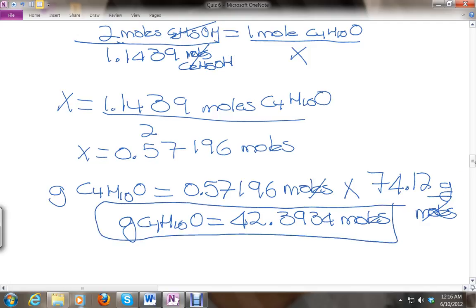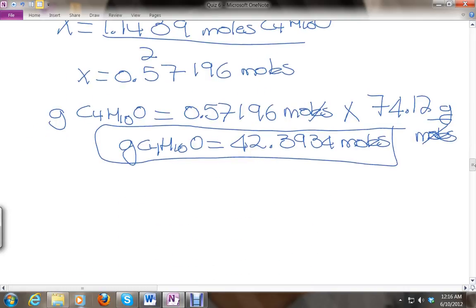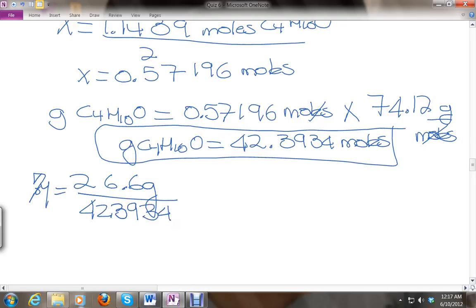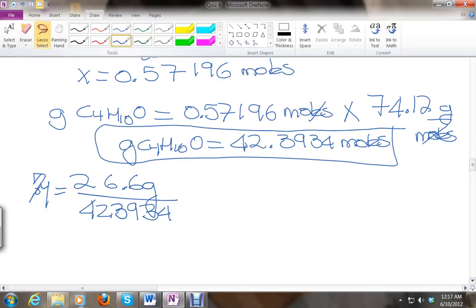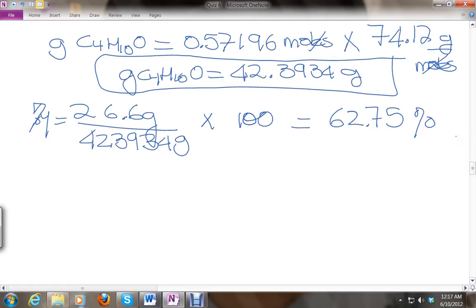Now, how do we calculate the percentage yield? Of course, we divide the 26.6 grams, which is what we really get, the actual yield, by 42.3934 grams, times 100. And it gives you exactly 62. And by the way, I asked for 2 decimals. That's around 62.75%. That was the number exactly. Now you have part A.